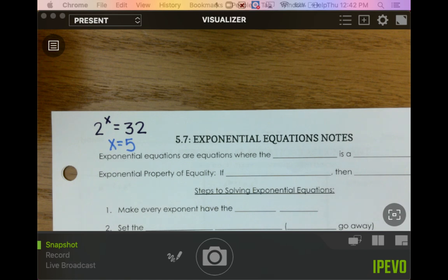Ellie's on Snapchat. What? It's Ellie. You're not on speaker, stupid.